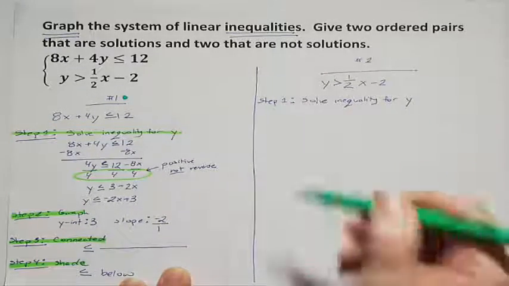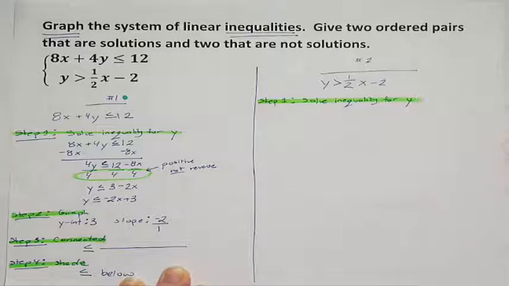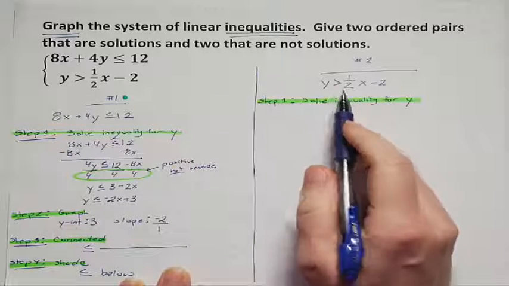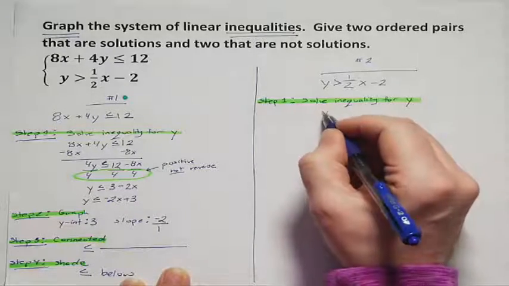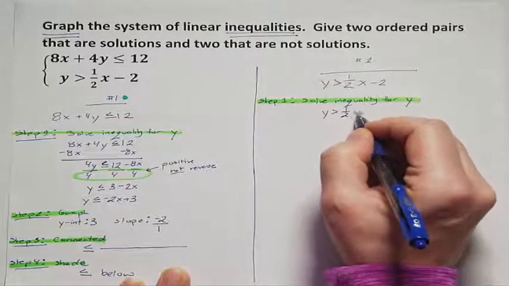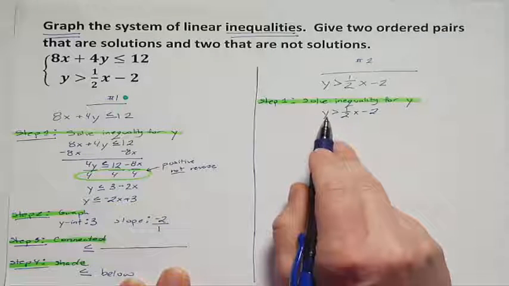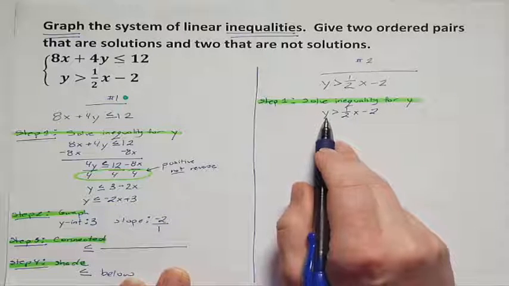Step 1 is to solve the inequality for y. It needs to be a y equals or a y inequality statement for us to be able to pull apart the y-intercept and the slope. So this is our equation. Y is already solved for. Y is already by itself. So step 1 is already done.